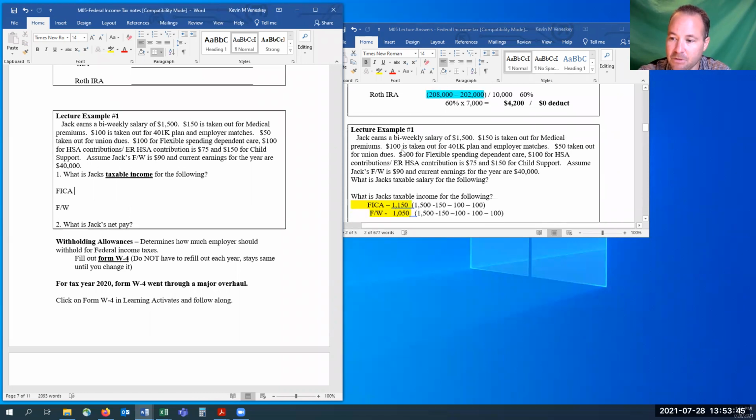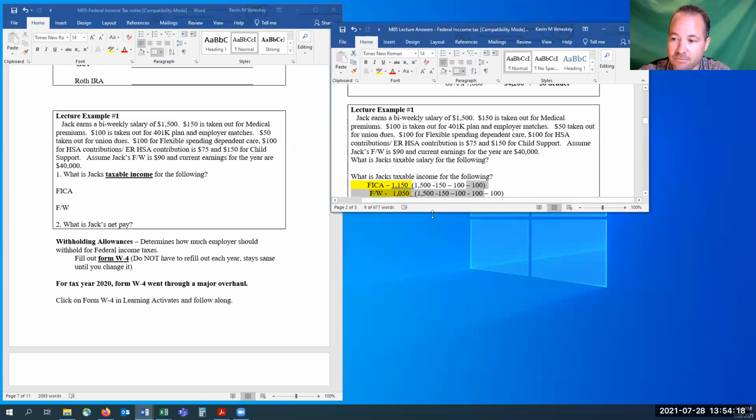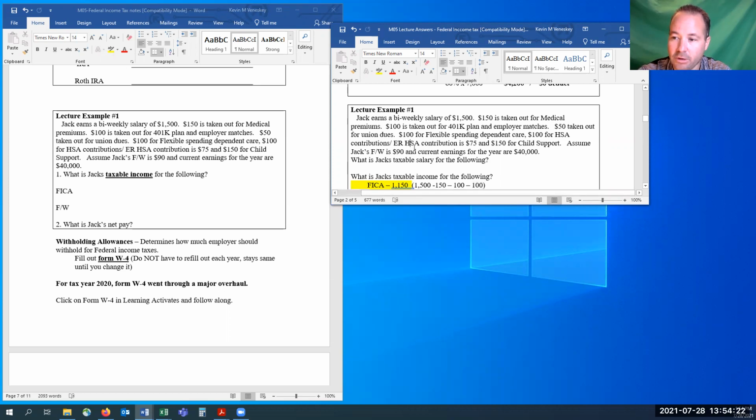All right, let's look at the answers here. For FICA, we're going to take the 1,500, and yep, you can take out 150 for medical premiums. You cannot take out the 100 for 401k. That's only for the federal down below. $50 taken out for union dues. Nope, can't take that out. Or, you can take it out, but it's still taxable. $100 for flexible spending. Yep, you can take that out. $100 for the health savings account. Yep, you can take that out. The employer contributions, that doesn't matter. And then 150 for child support. Still got to take money out of your pocket, but it's still going to be taxable.